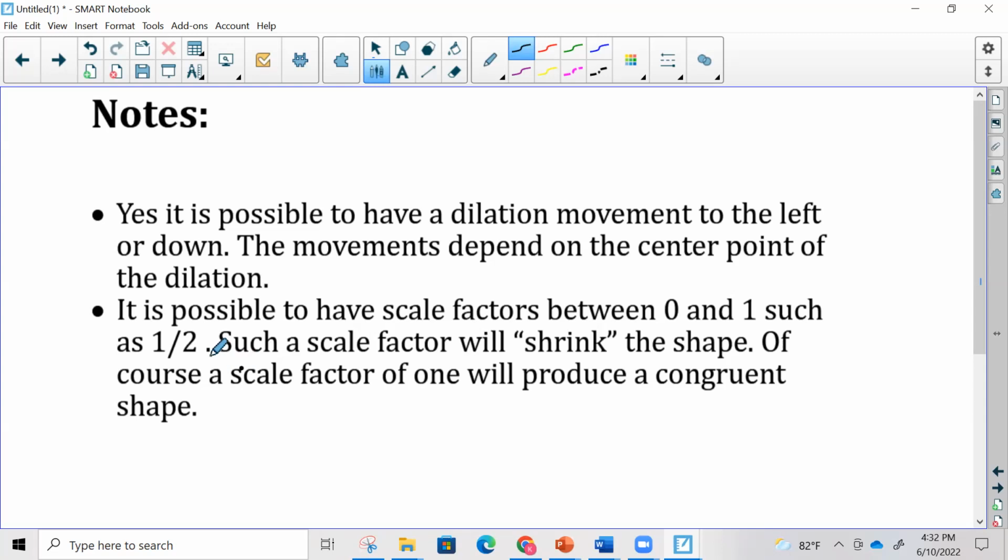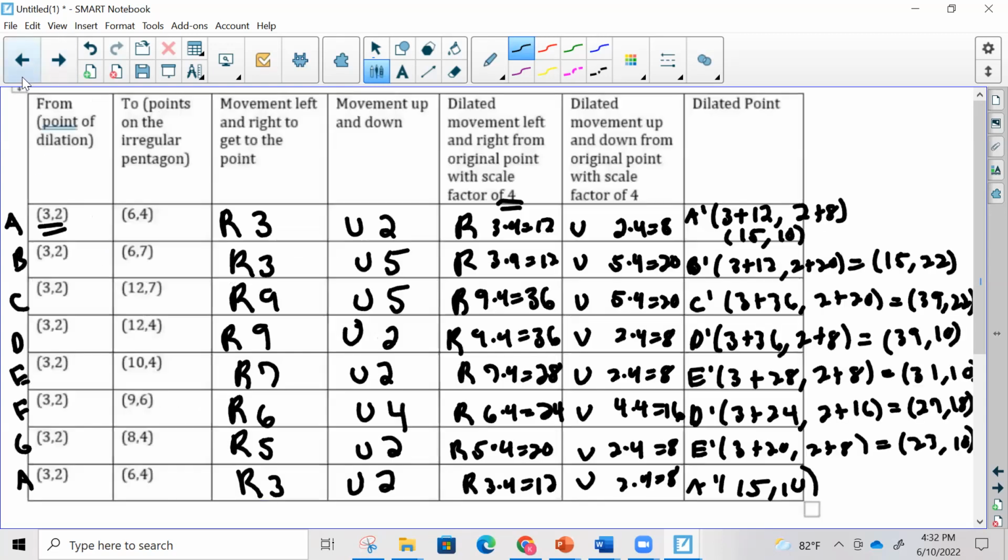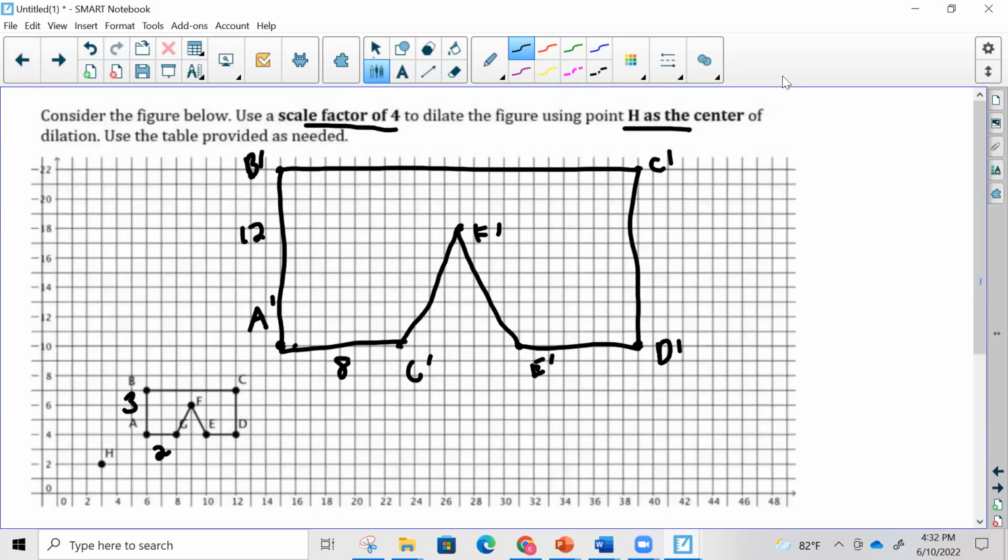Okay, so that's dilations. There is a homework problem very similar to this one that you will need to do. If you have any questions, just let me know.